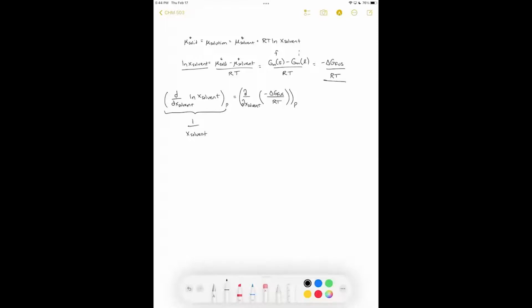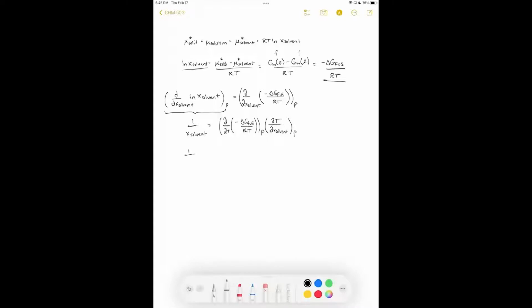And so for the chain rule, we're going to take the temperature derivative of this. So we'll say that this is equal to the temperature derivative of negative delta G of fusion over RT at constant pressure. And then to do the chain rule, we'll have to multiply this by the partial derivative of temperature with respect to the mole fraction at constant pressure. We do this because we've already evaluated this integral. We did that for the equilibrium constant. We know what that is.